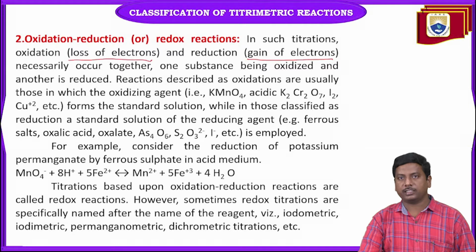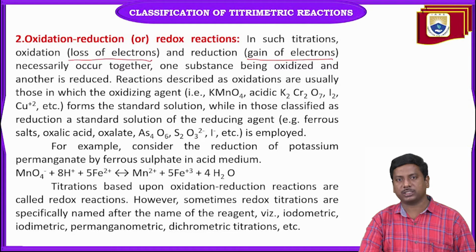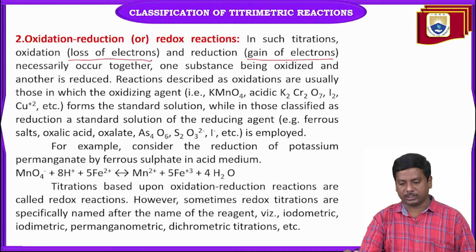So in such titrations, oxidation is nothing but a loss of the electrons, and reduction is nothing but a gain of the electrons. They necessarily occur together, with one substance being oxidized and another substance being reduced. So the oxidized substance is Mohr salt, involved in the oxidation reaction, whereas the reduced substance is potassium dichromate, which is involved in the reduction process.